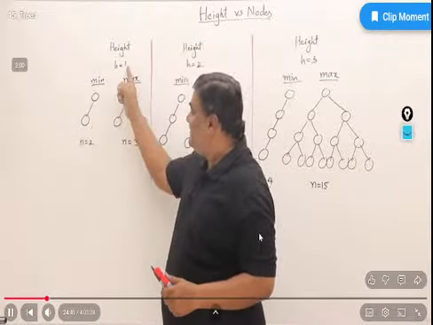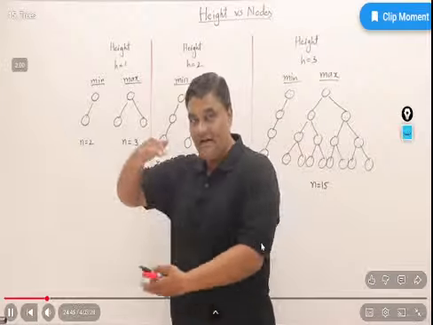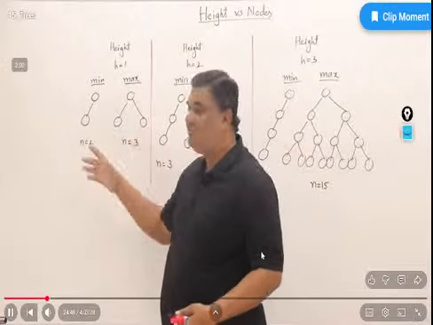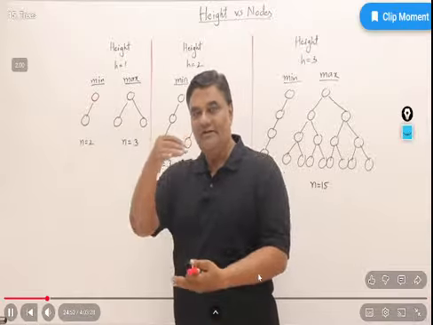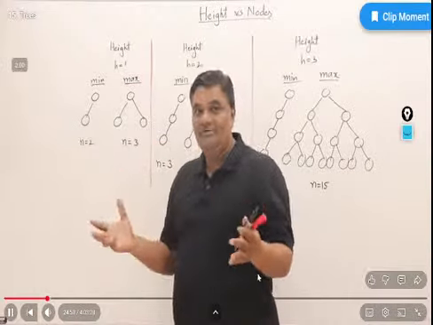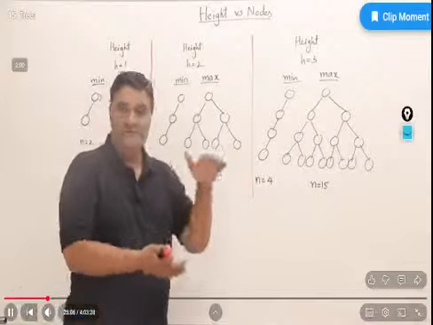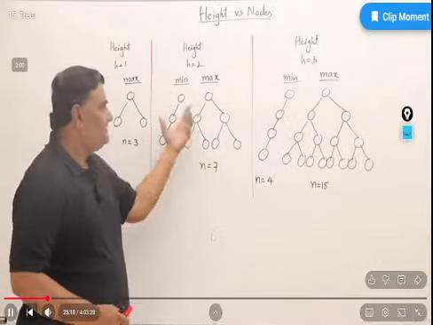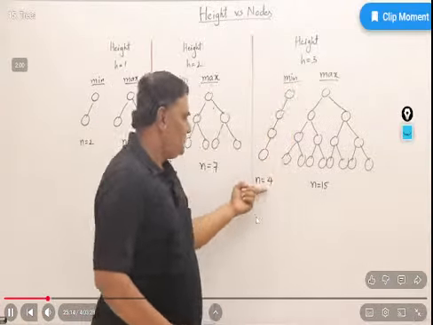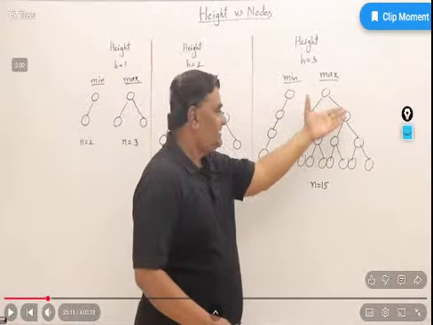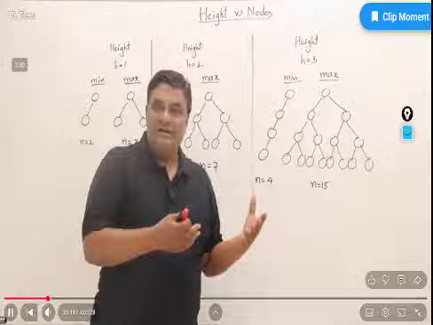So height is 1. So in height 1, minimum how many nodes are required to reach height 1? 2 nodes. If I remove a node, then only 1 node, it will not be height 1. So minimum 2 nodes are needed to make a tree of height 1. Then in that height 1, maximum how many nodes are possible? 1, 2, 3 nodes are possible. Then likewise, if height is 2, then for making a tree of height 2, minimum how many nodes required? 1, 2, 3. Maximum 7 nodes. Likewise, height is 3, minimum nodes, these many. Maximum nodes, this many. If we don't want a count, we want a formula.